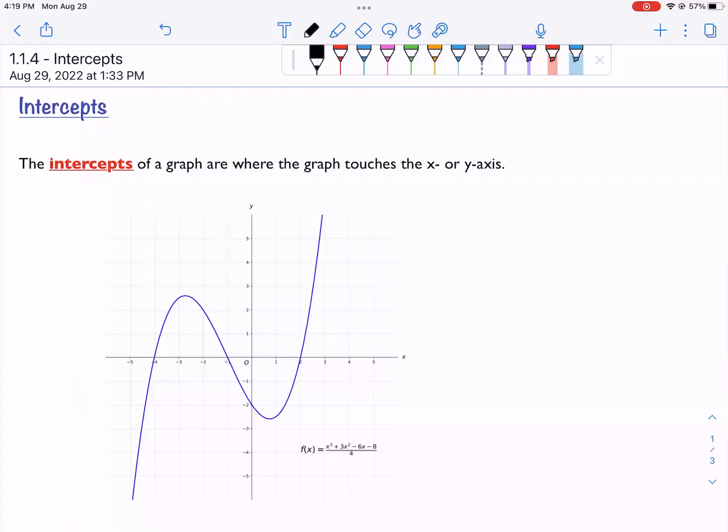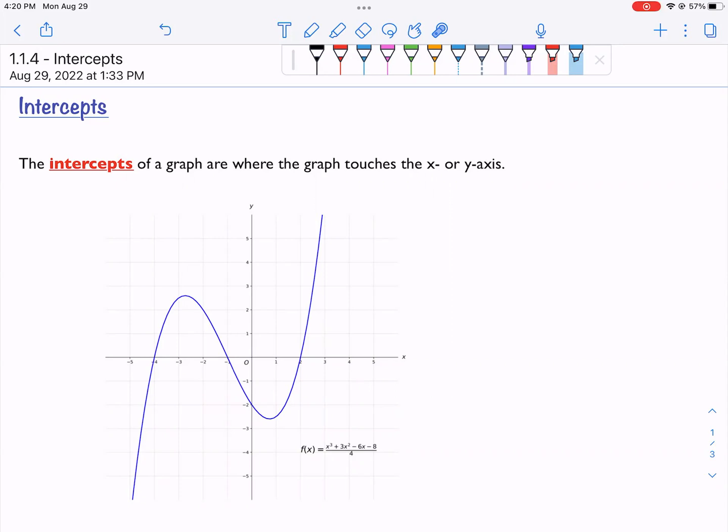Intercepts of a graph. The intercepts of a graph are where the graph touches the x or y axis. So we have x-intercepts and y-intercepts. This is the graph from the Wikipedia article on graphs. Just a basic graph here. We're going to talk about the x and y-intercepts of it.